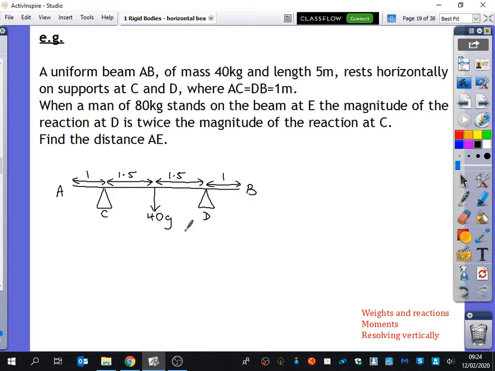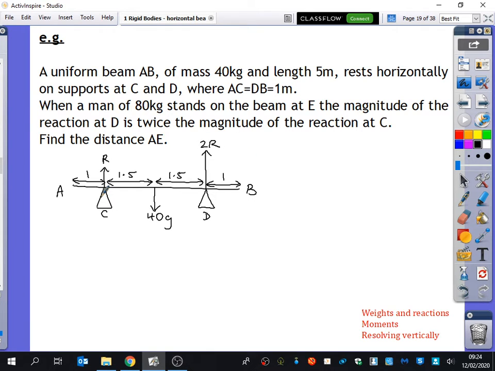Find the distance AE. Okay, this is something that, if you understand it, you'll wonder how people get confused. But last year, lots of people got confused about which one was bigger, the normal reaction at C or the normal reaction at D. Loads of people got that wording really confused. So which of those is bigger, the normal reaction at C or D? D, because it says it's twice the size of the normal reaction at C. So if this is my normal reaction at C, you don't have to make the arrow bigger, but just to emphasize the point, the normal reaction at D is twice the size of the normal reaction at C.